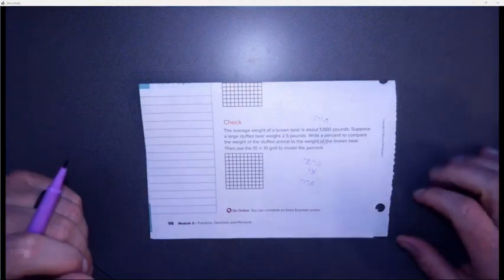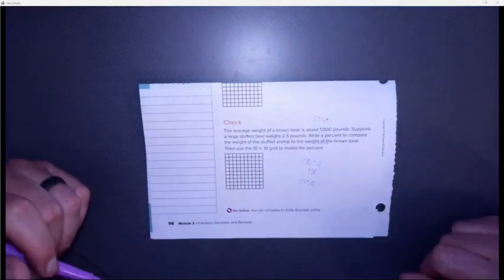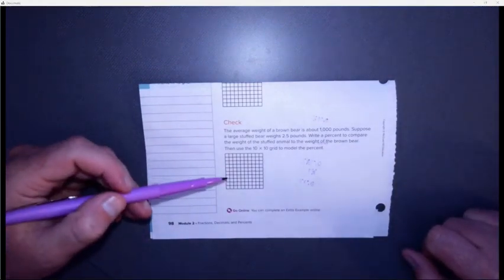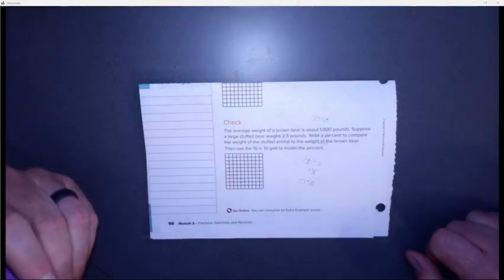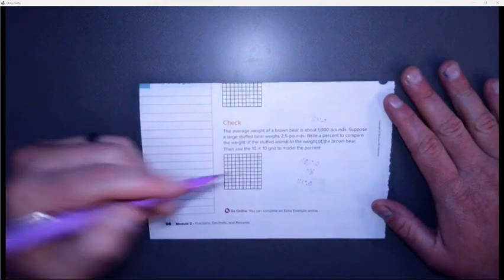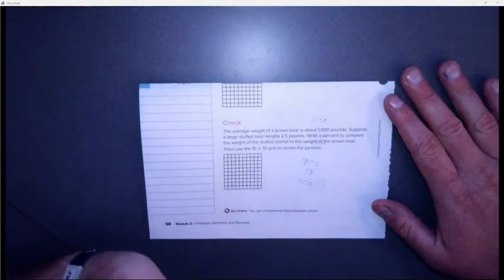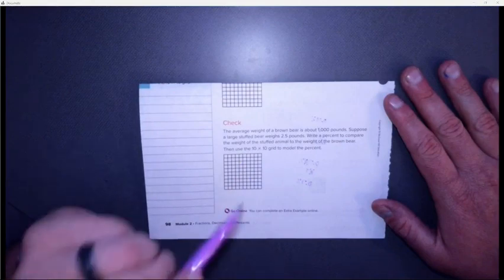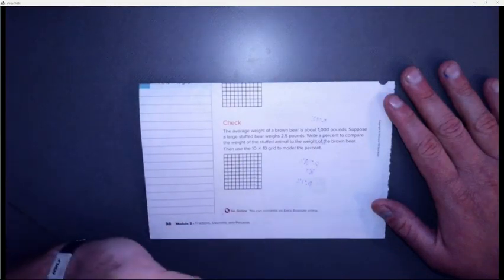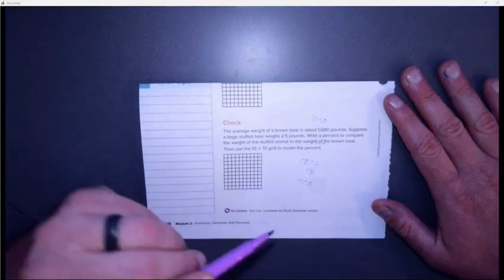On the bottom of page 98, they want us to take a problem, calculate the percent, and then model it with the 10 by 10 grid that they give us. It tells us the average weight of a brown bear is about 1,000 pounds. Suppose a large stuffed bear weighs 2.5 pounds. You want to write a percent to compare the weight of the stuffed animal to the weight of the brown bear. Then use the 10 by 10 grid to model the percent.